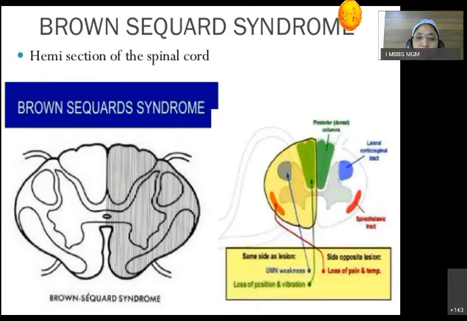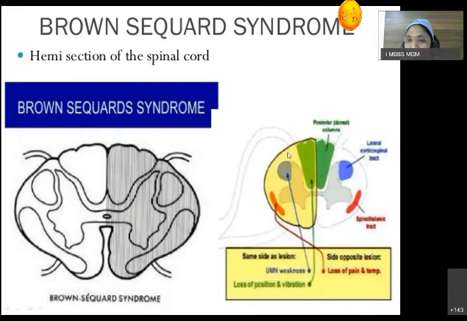For that purpose, you should know the entire pathway of each tract. Now, let us see here. This is the dorsal column, related with proprioception. Normally, the function of the dorsal column is related with fine touch and proprioception on the opposite half of the body. But in Brown-Séquard syndrome, it affects the same side. Why? Let us see later.